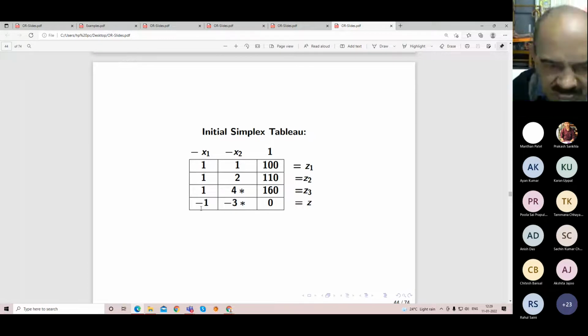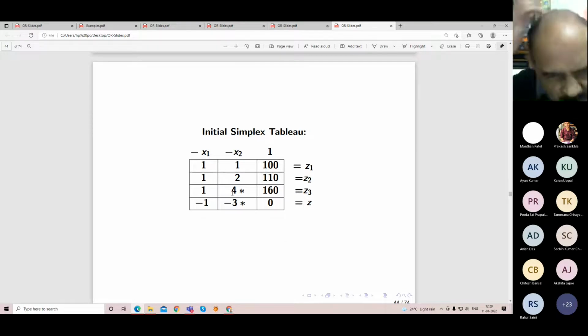With respect to -3, we have detected that this -3 is available in the second column. Now we'll compute the positive ratio in this manner. 100 divided by 1, the ratio is 100. 110 divided by 2, 55. 160 divided by 4, that is 40.